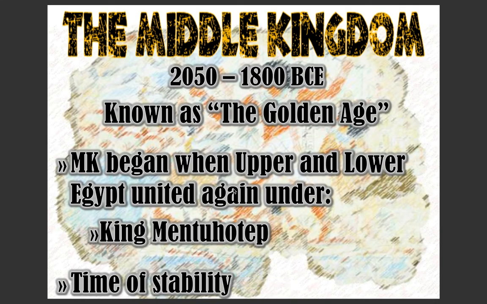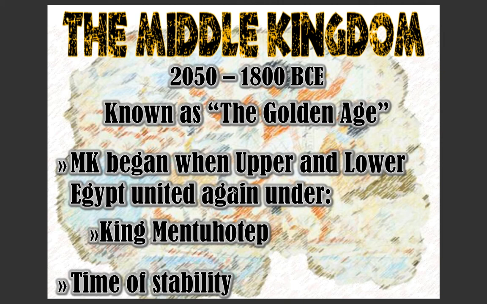Eventually, though, a guy named King Mentuhotep came in and decided, okay, we need to reunite Upper and Lower Egypt again. So what did he do? He said, you guys of Upper Egypt, you guys of Lower Egypt, we're going to settle all our differences, and we're all going to become one happy empire again. And it just so happened he was able to do that. So that started the Middle Kingdom.